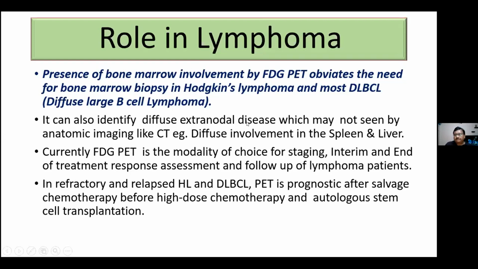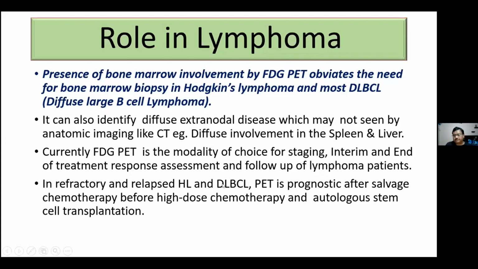It can also identify diffuse extranodal disease, which may not be seen by anatomical imaging like CT. For example, diffuse involvement in the spleen and liver. Now, I have seen a number of cases where the spleen or the liver was involved, and the CT was totally normal. With a focal lesion on the spleen or liver, we can tell by CT also. But when there's a diffuse involvement, we are able to tell very nicely on PET CT. Currently, FDG PET CT is the modality of choice for staging, interim and end of treatment response assessment, and follow-up of lymphoma patients.